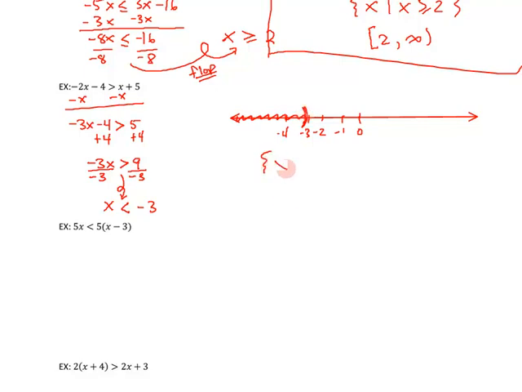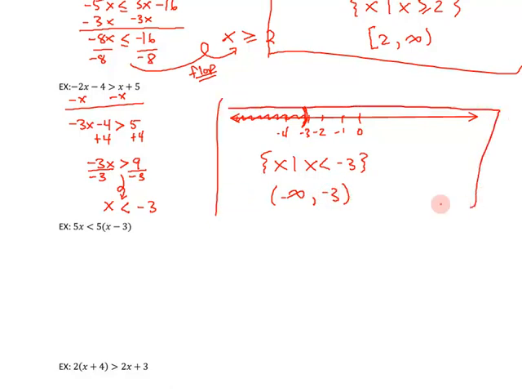That means the set of all x such that x is less than negative 3 is your set builder solution. And your interval, where is the left-hand endpoint? It doesn't have one, so it's negative infinity all the way up to negative 3, but not including it. And there is your solution.